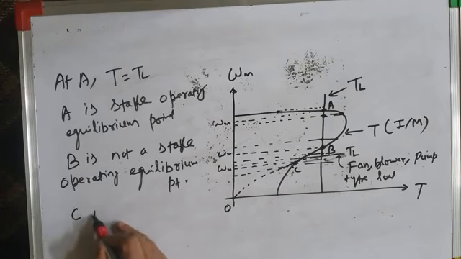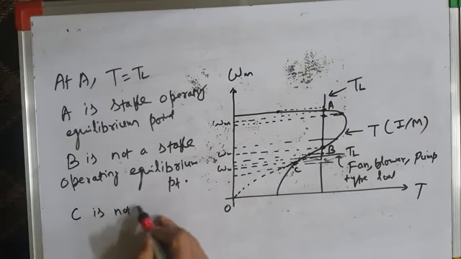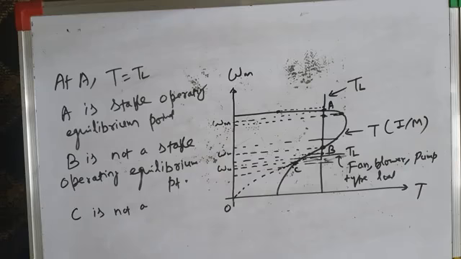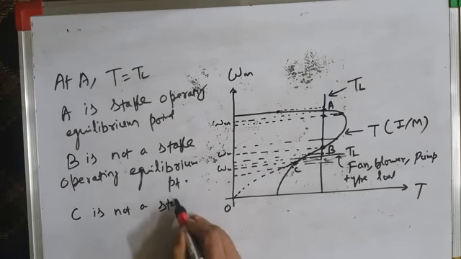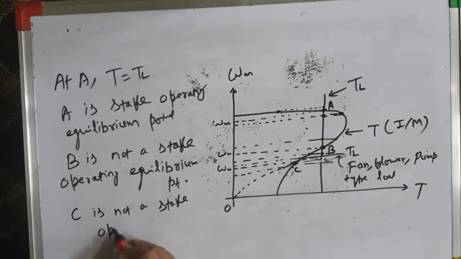So therefore C is not a stable operating point.